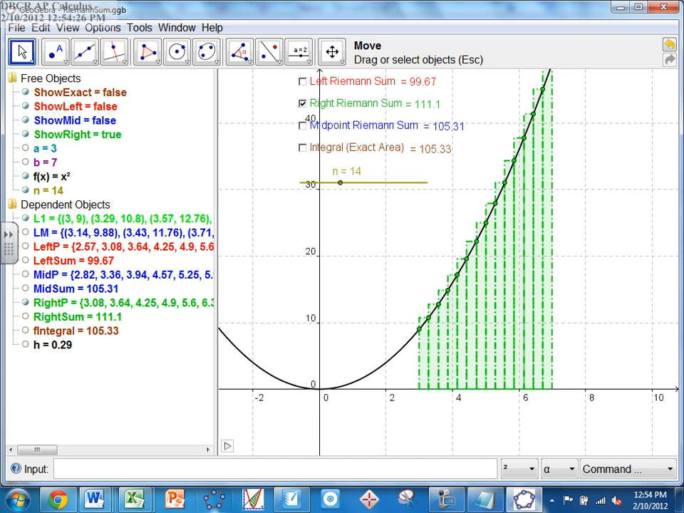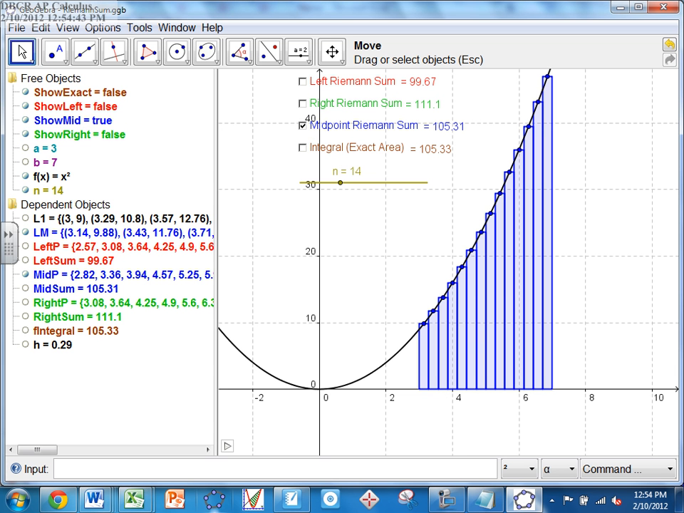So notice, the answer is 105. The right approximation is over, because these are all overages. The left approximation is under, because these are all under. If you look at the left one, these are all under. You're missing them all. So if we go to this thing called the midpoint, it becomes the closest.